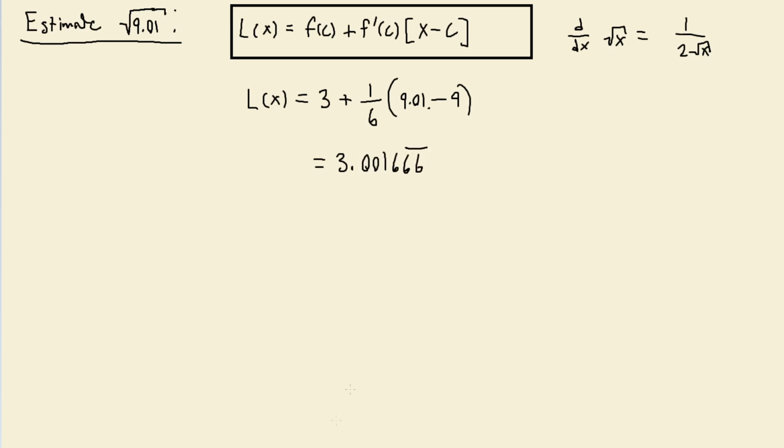3.001666, repeating forever. And if you take the accepted value for the square root of 9.01, I'll just plug this into our calculator, we get that the actual value is equal to, looks like, 3.001666204... And so you can see that these two are very, very close. And we were able to approximate it using just simple algebra with this tangent line.